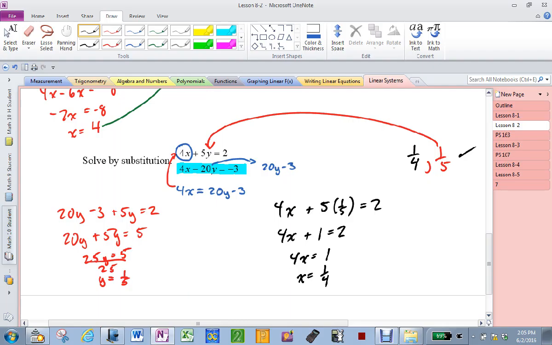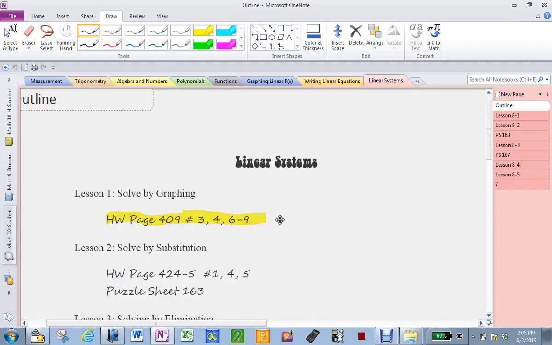Okay. You have 23 minutes left in class, and please notice I have given you very little textbook work. But I have a puzzle sheet for you, because puzzle sheets are fun, because you do the math, and then you get a funny joke afterwards. I'm going to bring the puzzle sheet around right now.